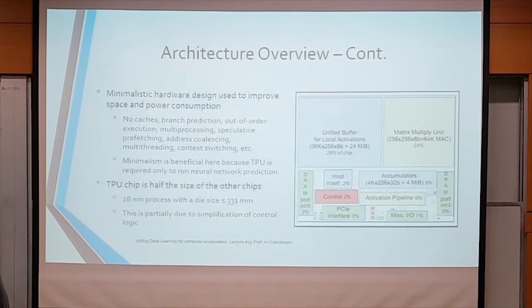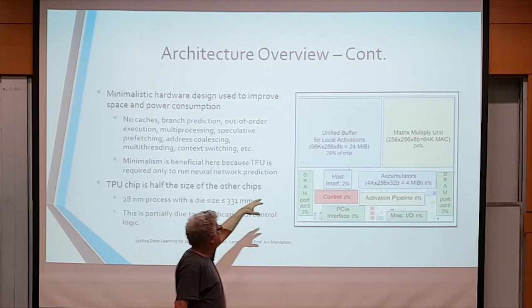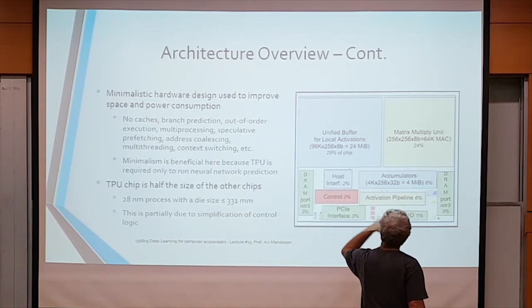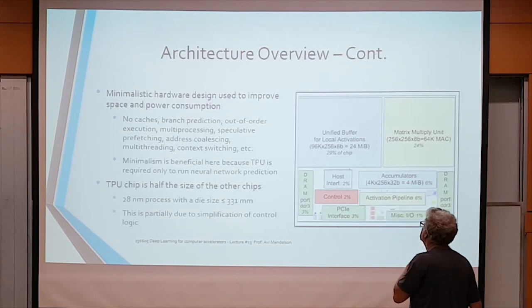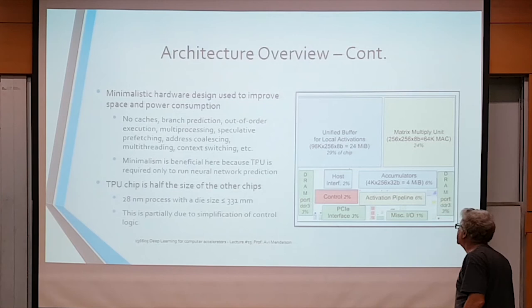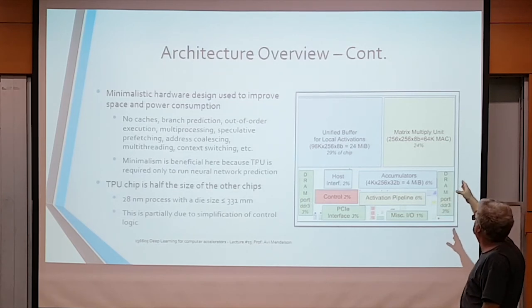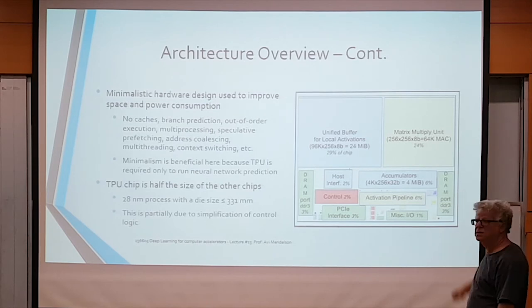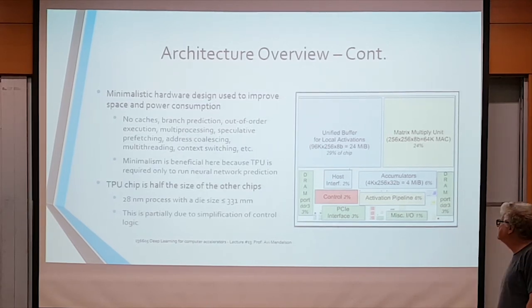So the architecture itself, again, the heart of it is the unified buffer, which gives you 24 million bytes. It consumes 30% of the area, and the matrix multiply unit consumes about 24% of the area.